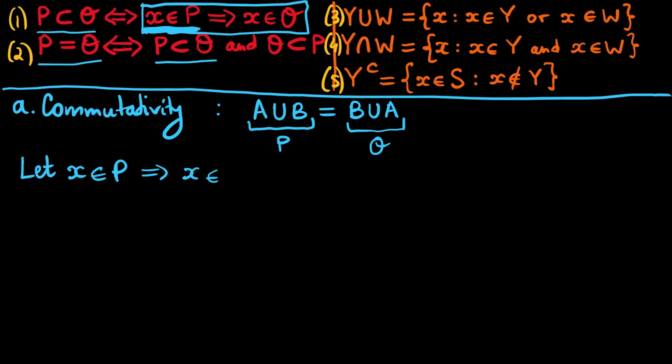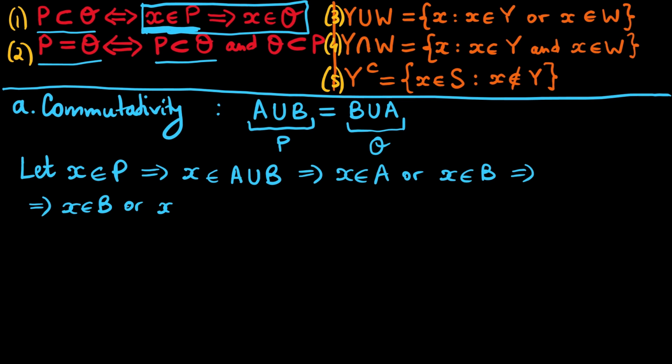That means if x is an element of P, then x is an element of A union B. Okay, and then from definition 3, we see what it means for x to be an element of A union B. It means that x must be an element of the first one, or x an element of the second one. Okay, and you know, the order in which we write these doesn't matter, right? So we can say, okay, x must be an element of B, or x must be an element of A.